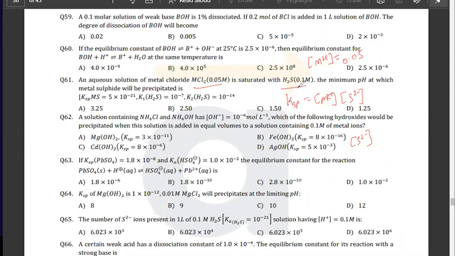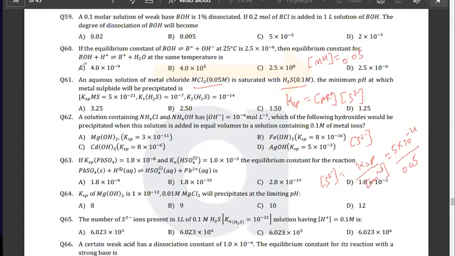Now this is saturated with H2S. Let's calculate, guys. So concentration of S2 minus is equal to KSP divided by concentration of M2 plus, which is 5 into 10 power minus 21 divided by 0.05. So you will calculate concentration of S2 minus.